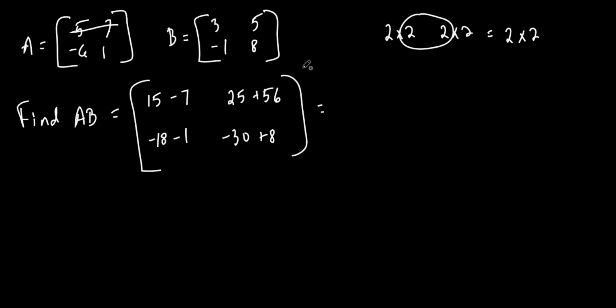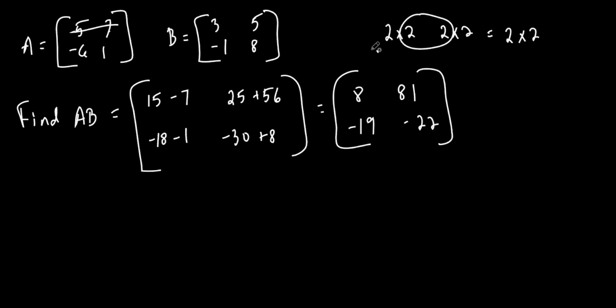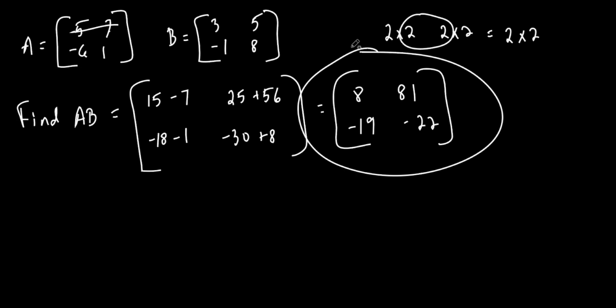And now you just add these together and you're good to go. 15 minus 7 is what? 8. This is 11, 8, 1, is that right? This is -19, and this is -22. All right, and that's your answer right there.